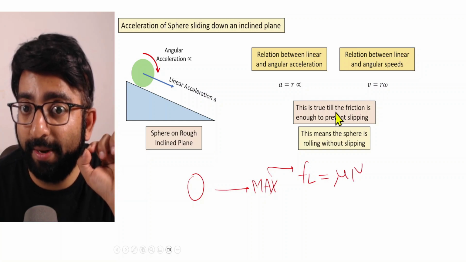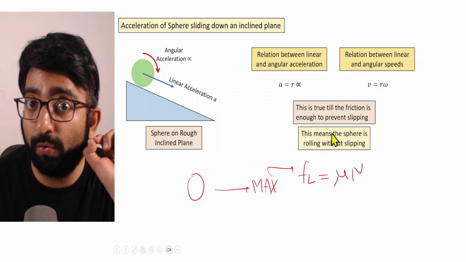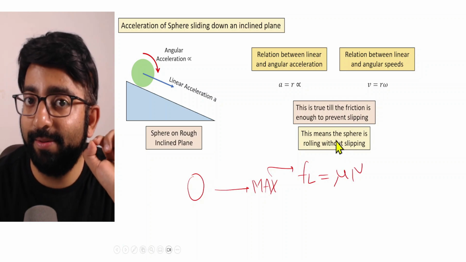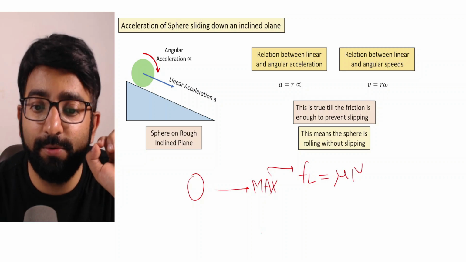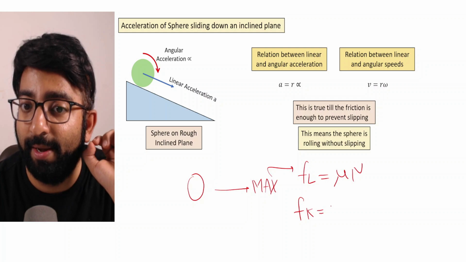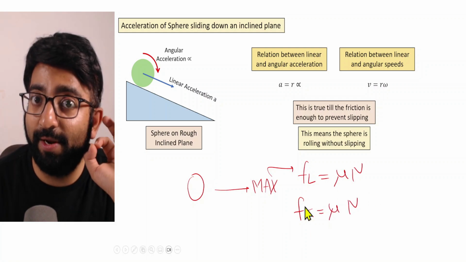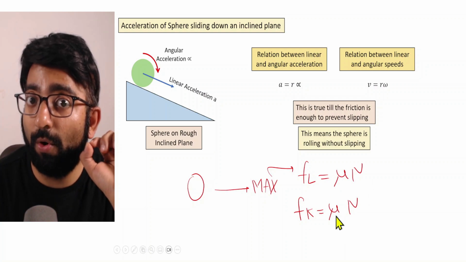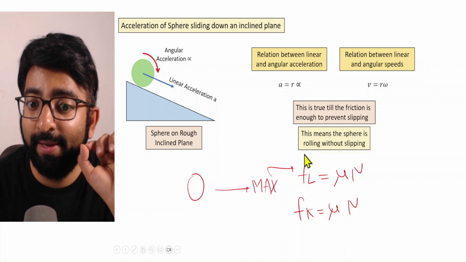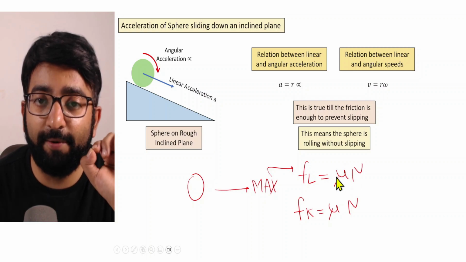In case the question mentions that the friction is not enough to prevent slipping or the sphere is rolling but with slipping, in that case, the friction acting on the sphere is called kinetic friction F_k or dynamic friction. And the expression is mu times normal reaction. The only difference is when we are dealing with kinetic, the mu is called coefficient of kinetic friction. In limiting friction, this mu is called the coefficient of limiting friction.